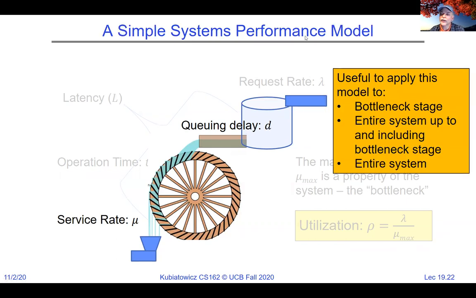It's useful to apply this model to all sorts of things. We can apply it to the bottleneck stage, to the entire system up to and including the bottleneck stage, or to the entire system. There are many different ways of drawing boxes and asking what the queue is in this scenario and what the bottleneck stage is. So, the question is why the queues behind the bottleneck stage back up. Well, it depends.